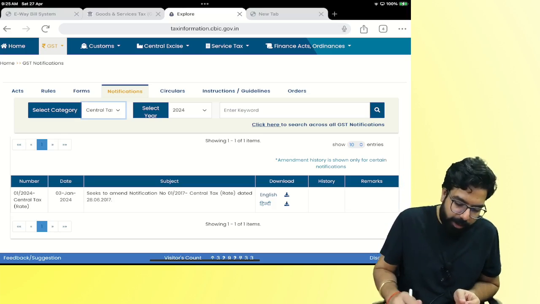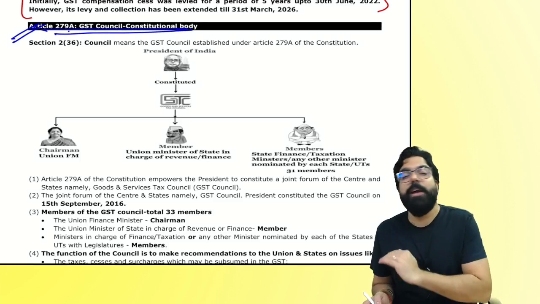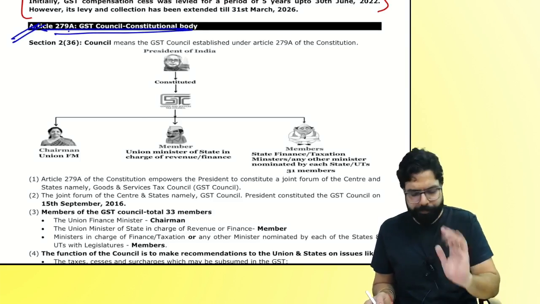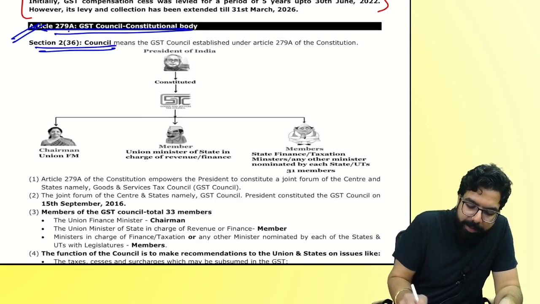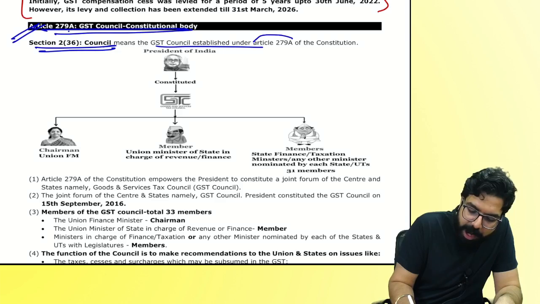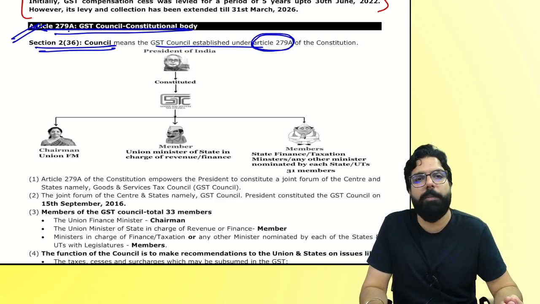So now we are going to learn about the GST Council. Sir, why are you teaching us about the council? Because you will see council, council, council everywhere. I'll complete this first. GST Council. Council means a council which is established under Article 279A of the Constitution. But GST Council is not a small time-pass committee.